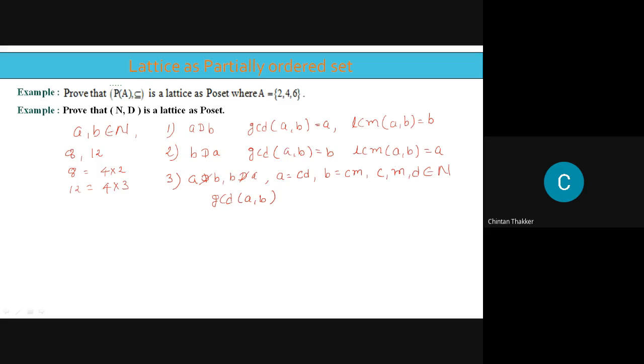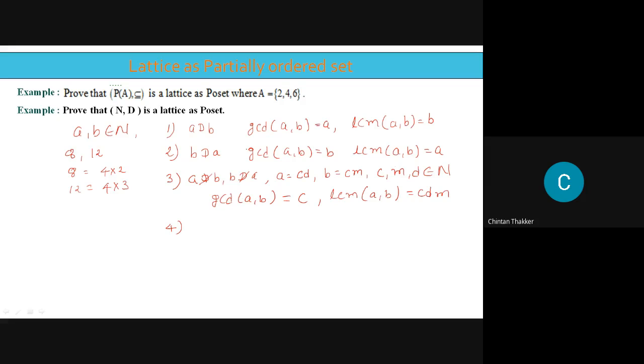4. So here also the GCD of a and b is C, because C is the common divisor of a and b. So GCD is C, and LCM of a and b is C into D into M. C we take only one time in the multiplication. So in this case also, the GCD and LCM belong to N.